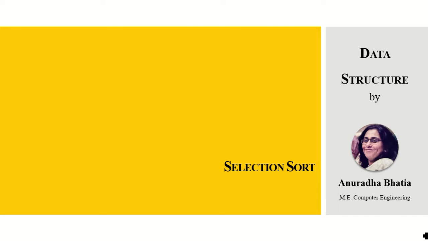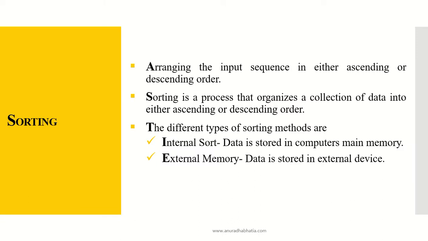Let's study selection sort, its analysis in data structure, and how selection sort is different from other sorting techniques. Before we start, let's see what sorting is. Sorting is arranging the input sequence in either ascending or descending order. Sorting is also defined as the process that organizes a collection of data into either ascending or descending order.